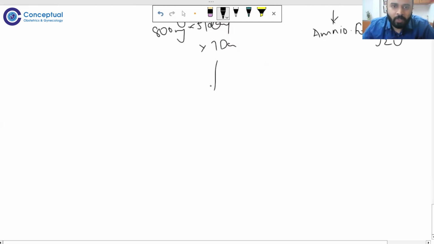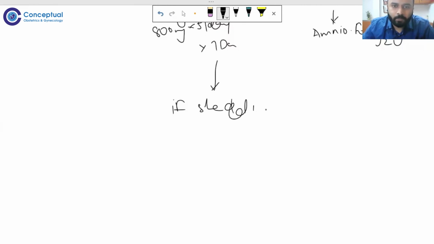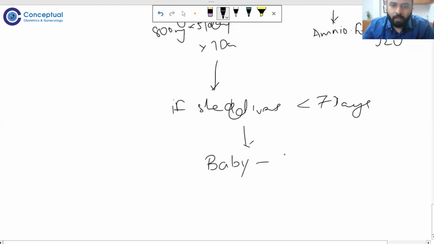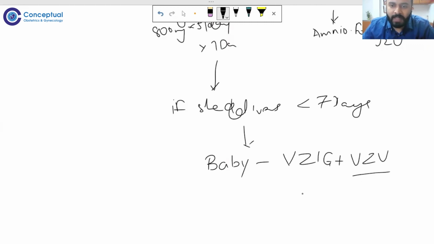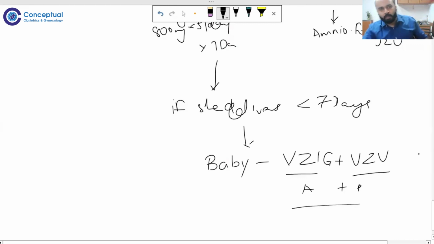Plus, if the female is going to deliver, if she delivers within 7 days, in less than 7 days, then the baby is given VZIG plus varicella zoster vaccine. That is active immunization plus passive immunization is to be given to the baby after delivery.